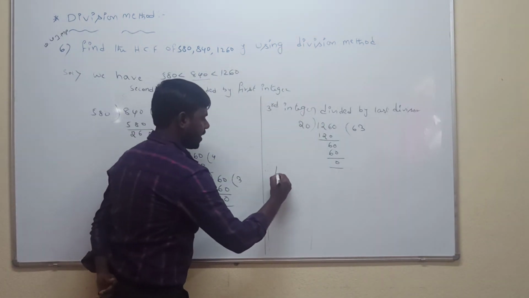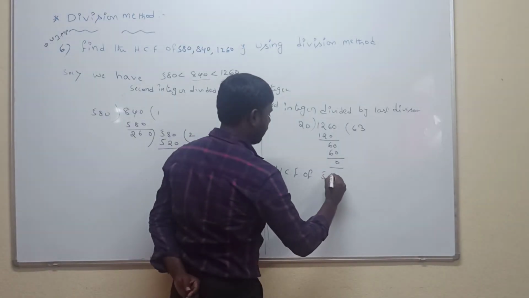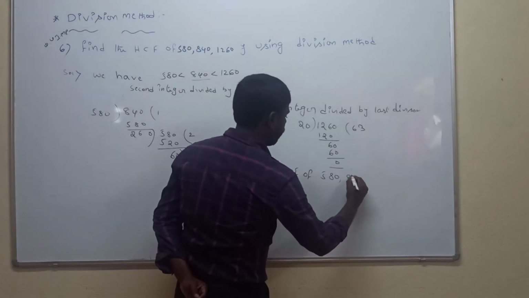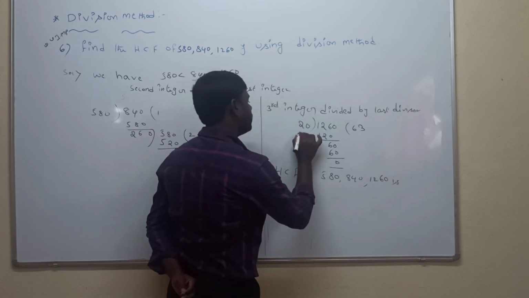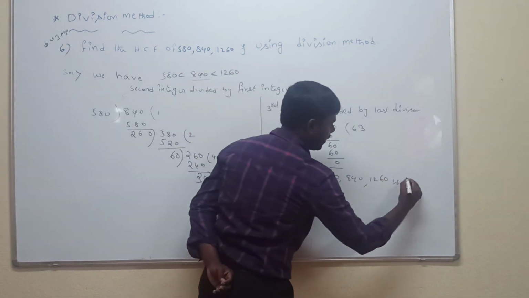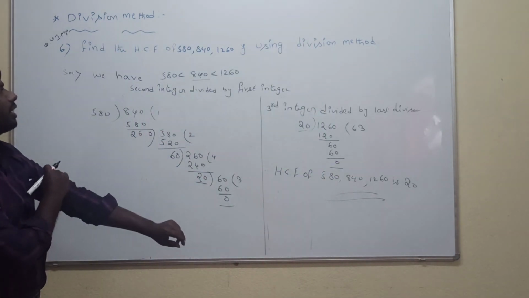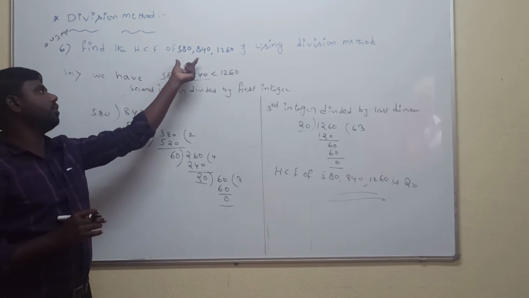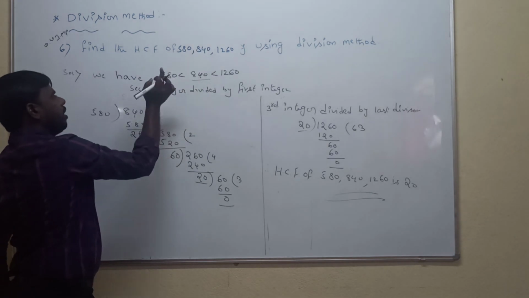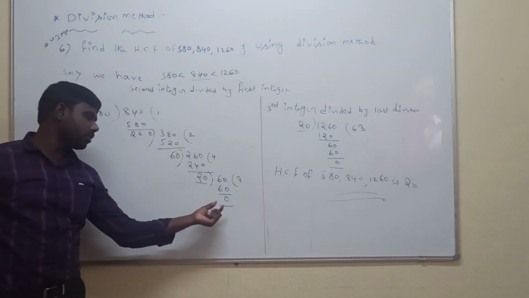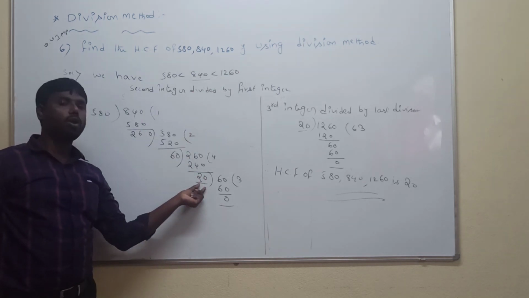So therefore the HCF of 580, 840 and 160 is the last divisor. What is the last divisor? 20. So what is given? Three numbers are given. So first use the division method on the first two numbers, the second integer divided by the first integer. When the final remainder 0 is obtained, take the last divisor and divide the third integer by the last divisor.